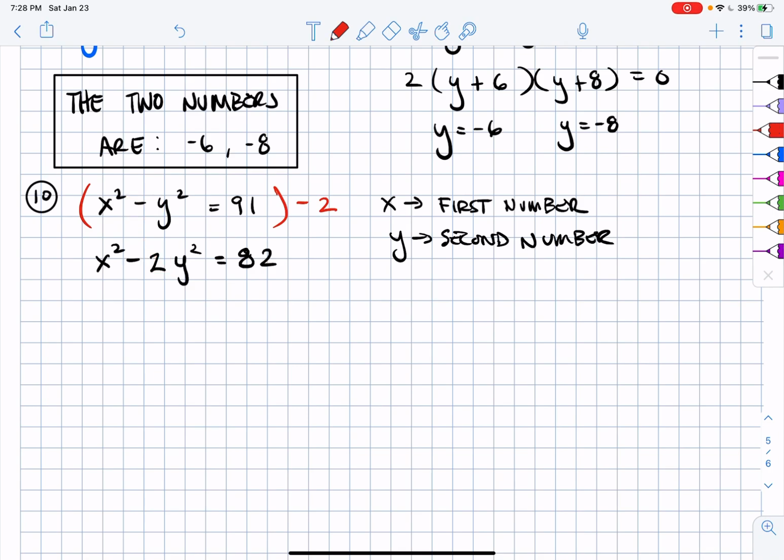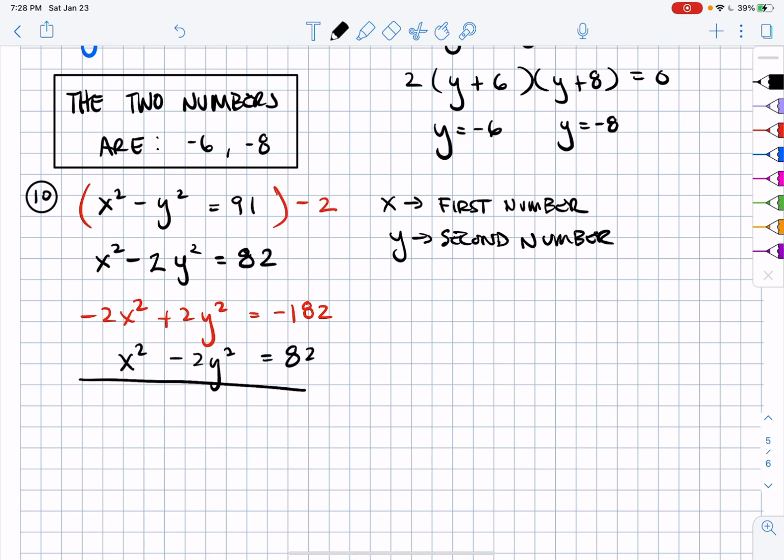So the top is now going to be -2x squared plus 2y squared, and that's going to equal -182. Right? And the bottom is going to say x squared minus 2y squared equals 82. Oh, look at that. That's pretty. Unlike that line. Not so pretty. All right. There we go.